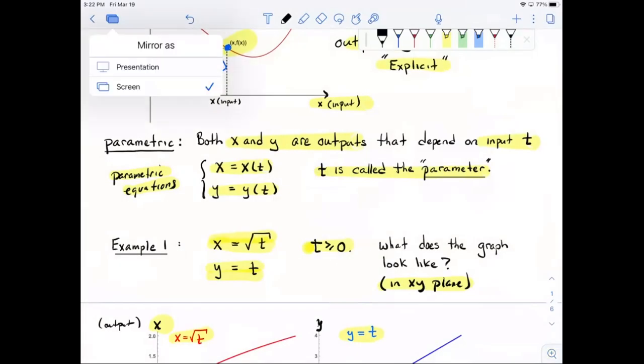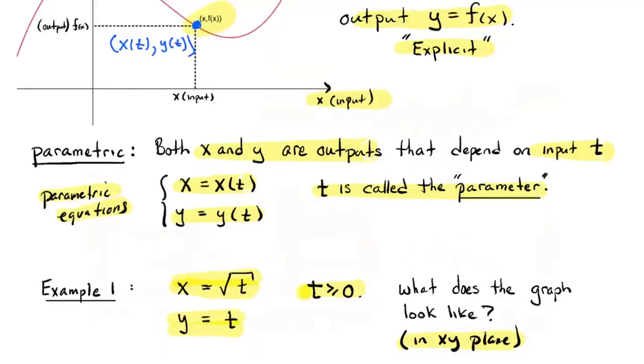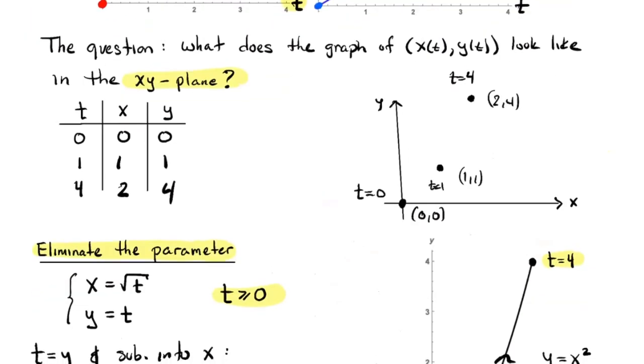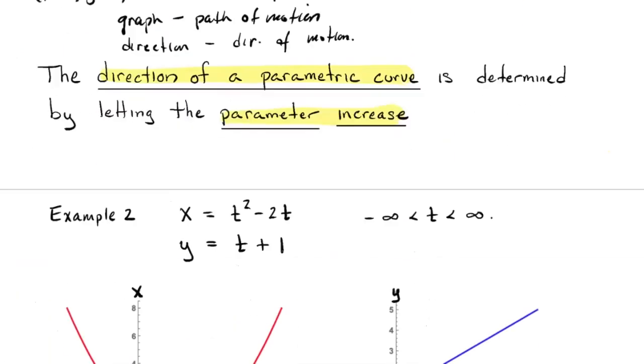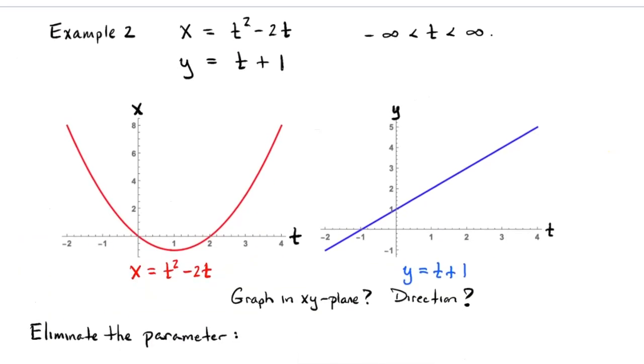We can go back into nicer screen view mode. Let's look at a second example. I want to run through the same gambit. Here are some parametric equations. I've plotted them individually: a parabola and a line. But the question is, what does the relationship between x and y directly look like? What's the graph in the xy plane? Which way is it, quote unquote, swept out? Okay, so let's try to do that by eliminating the parameter.